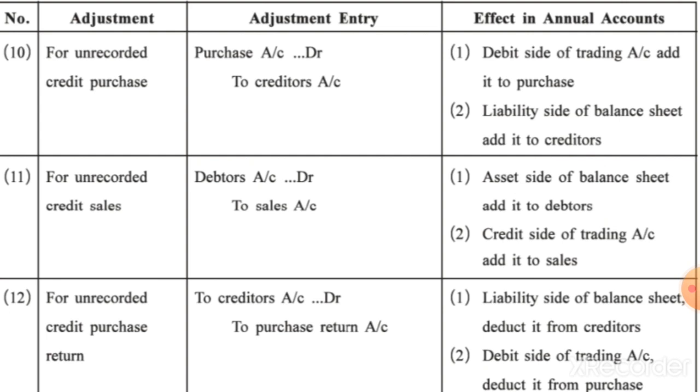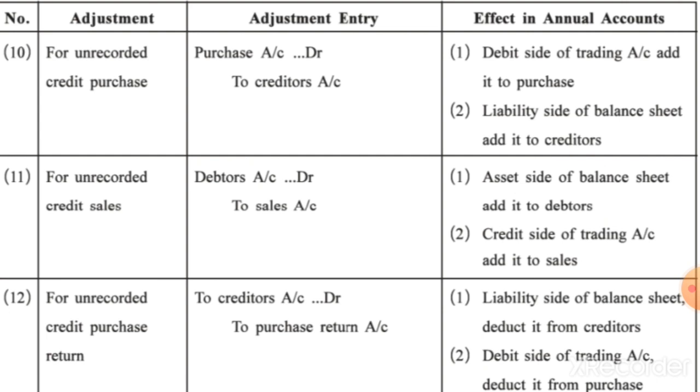And the second effect is that creditors would increase. That's why on the liability side of balance sheet you add in the creditors as unrecorded credit purchase. In the same way, the 11th adjustment is of unrecorded credit sales. Due to unrecorded credit sales, that much amount of sales was not shown. Now it is to be recorded in the books of accounts.